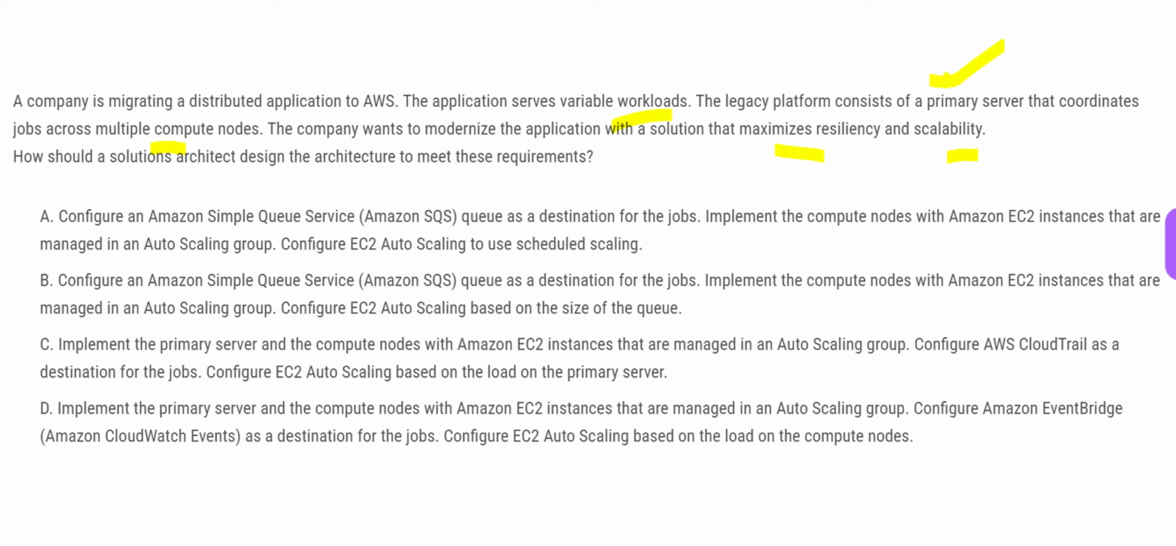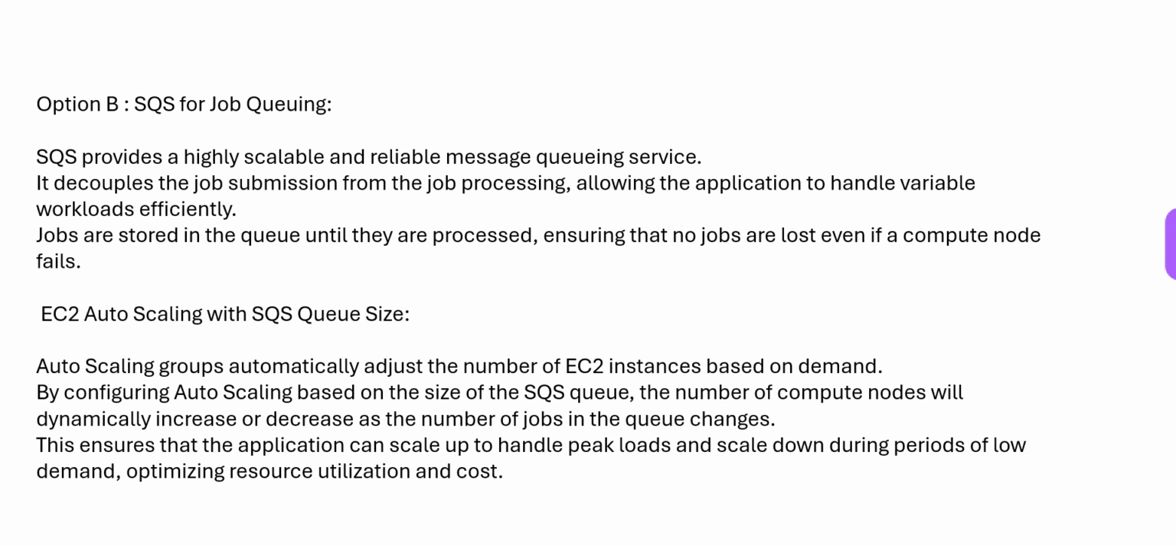See, here you have to use SQS as a destination for the jobs. SQS is required here. Okay. Why? Option B looks correct in this case. I'll explain why. It is telling I'll use SQS for the job queue. We all know it is a reliable messaging service and so on. So what it will ensure is no jobs are lost. If a compute node fails, there are no jobs which are lost. So that takes care of resiliency.